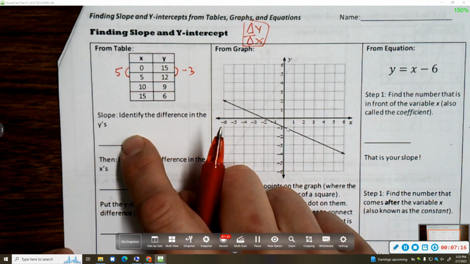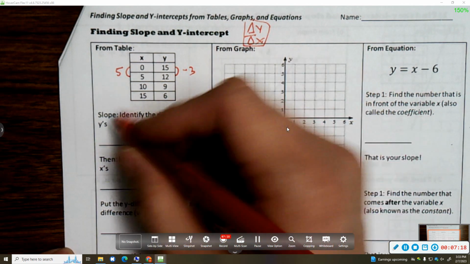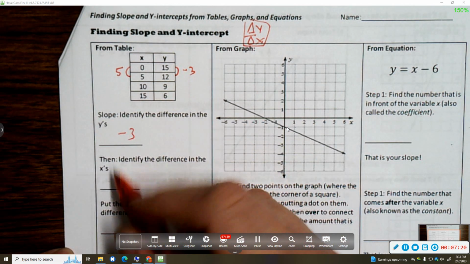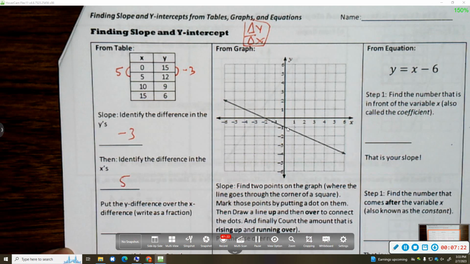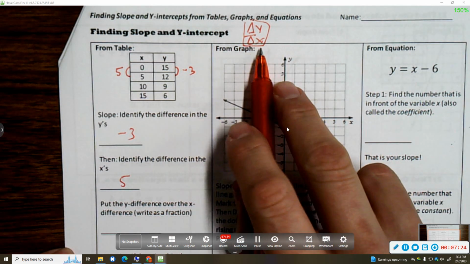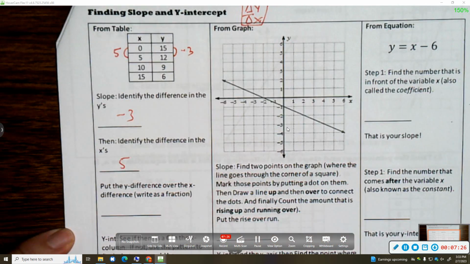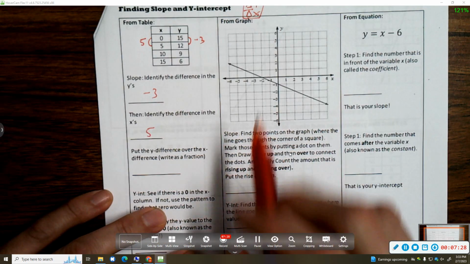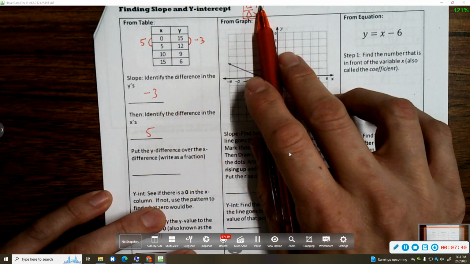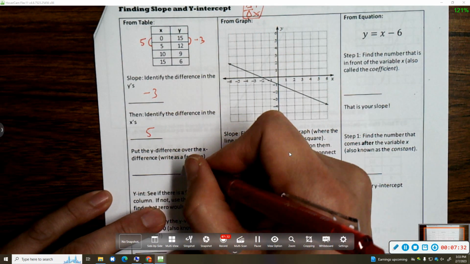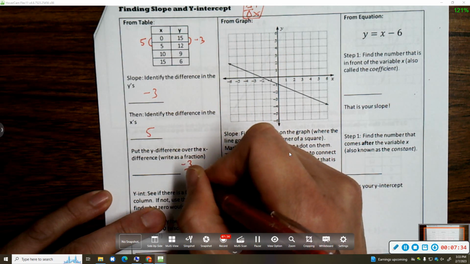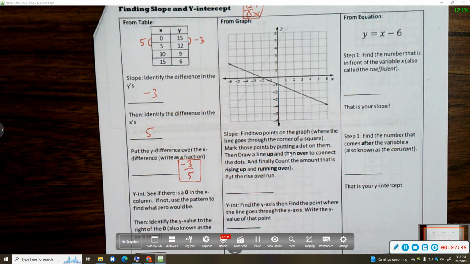All right? So your change in y is right here, negative 3. Your change in x is 5. And then you're supposed to write that as change in y over change in x. So you're supposed to write that as a fraction. Okay? So negative 3 over 5. So change in y over change in x. So negative 3 over 5 is my final answer.